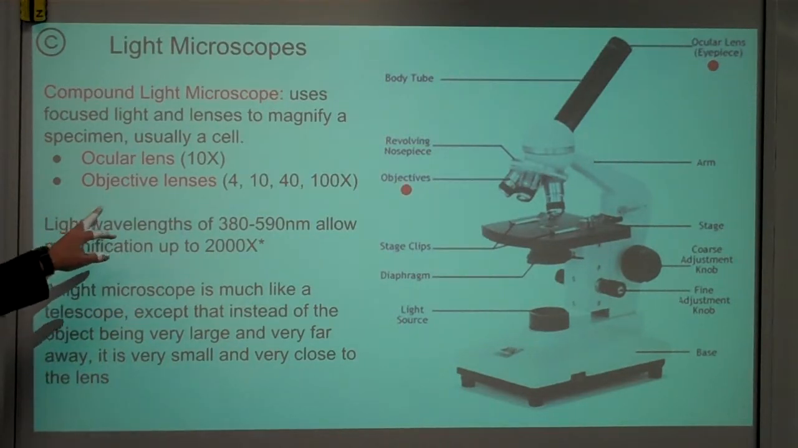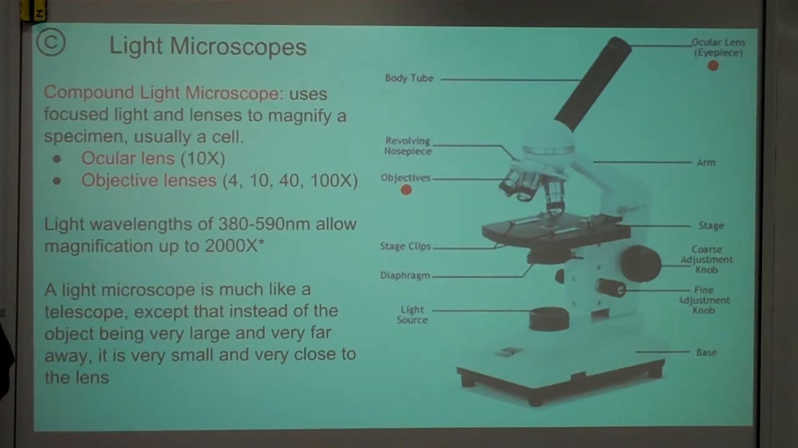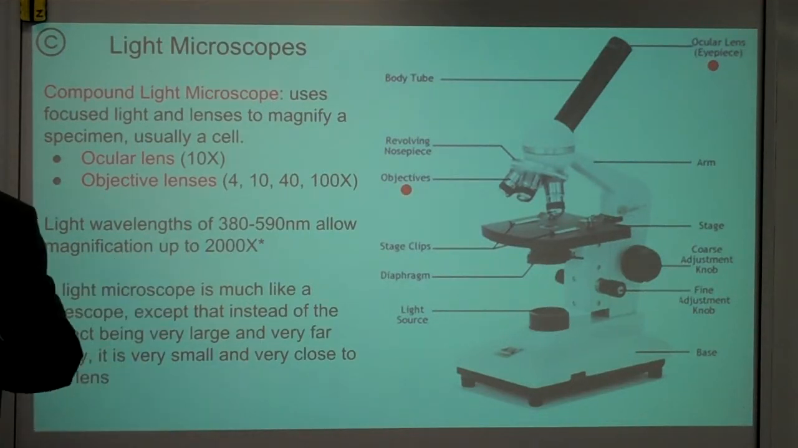Now, we mentioned before, by way of background, light microscopes use light. Light wavelengths are small for us, but reasonably large compared to other things. And they allow magnifications of about 2,000 times.